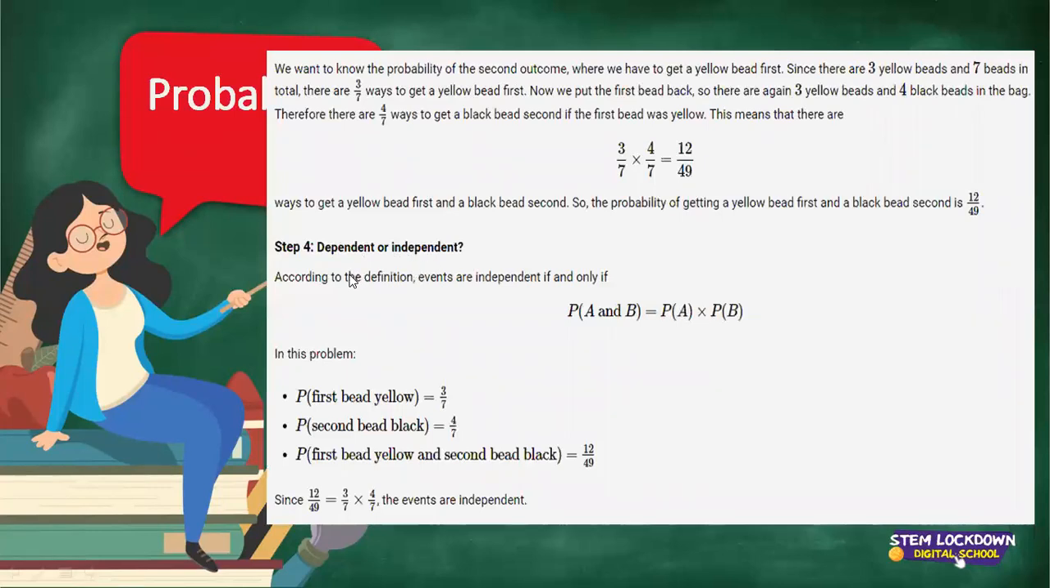Now, are the two events dependent or independent? To prove this, as we just said, you need to show that the probability of A and B equals the probability of A times the probability of B. The probability of yellow is 3/7, the probability of black is 4/7, and the probability of yellow and black will be 12/49. Since 12/49 equals 3/7 times 4/7, the events are independent.